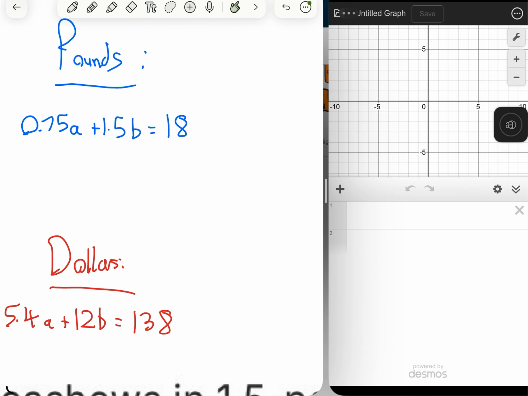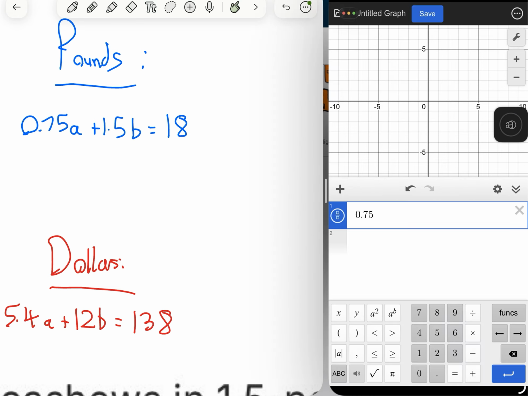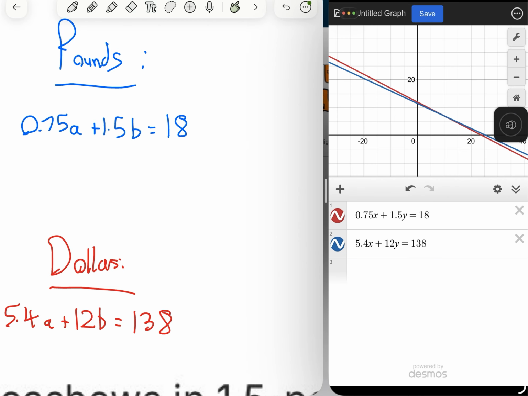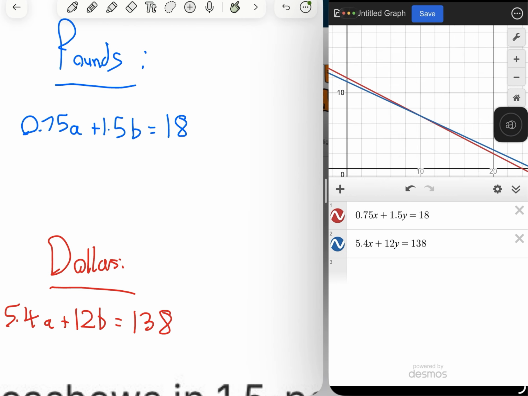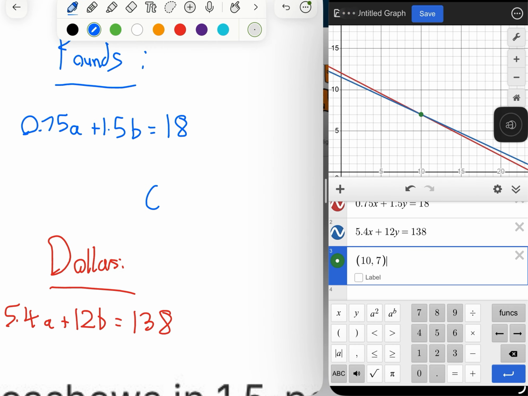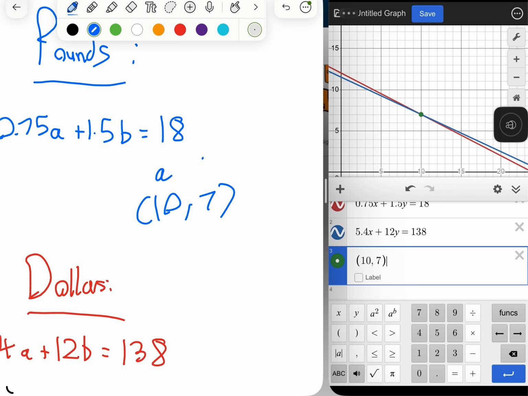And now look, we have two different equations. We can essentially now put this into Desmos. So let's type that in. Instead of using A, I'm going to use X here because Desmos doesn't like variables other than X and Y if you're trying to plot a graph. And for B, I'll use Y. So that's one, and then the other one is 5.4x plus 12y equals 138. If you zoom out and try to find the intersection of these, that's going to be at the point 10 comma 7. So these graphs intersect at the point 10 comma 7, and that's A equals 10 and B equals 7.